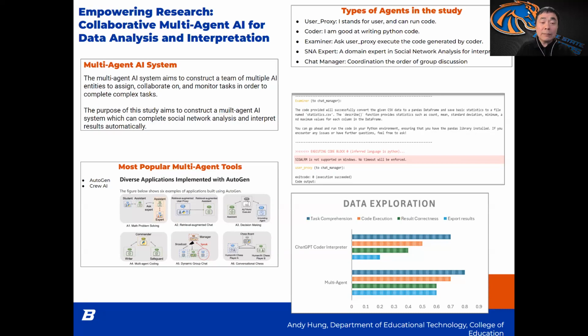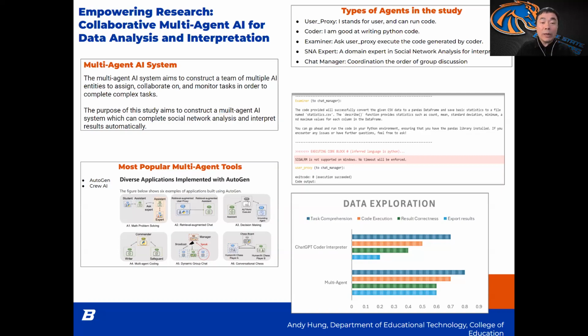Due to the time constraints, I cannot go too detailed, but you are welcome to ask me after this presentation. I created the following agents for the tasks of data analysis and the result interpretation. So the user proxy is a liaison of the user. It is the leader of the team and in charge of monitoring the collaboration process, executing the code generated by the coder, and checking the results.